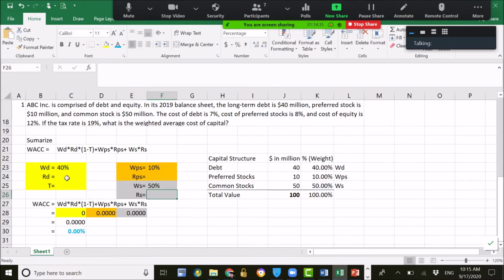Okay. Let's fill the debt. How much cost of debt we have? 7%. Tax rate is 19%. Cost of preferred stock is 8%. Cost of equity is 12%. You see, this is how much easier once you develop the model and then summarize. You can use your templates, you can develop it, and then you can solve it.